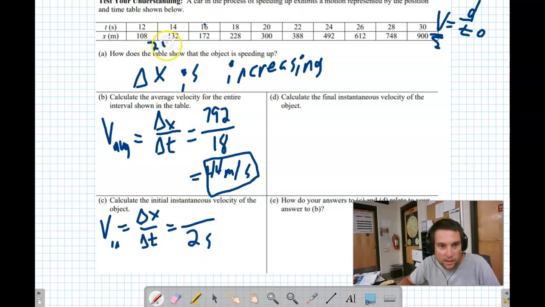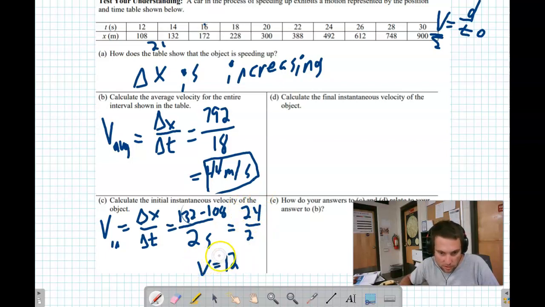Let's do that one that I already did, and I know that that's going to be 24. Because remember that delta means it's final minus the initial, right? And our final is going to be, I'm sorry, I'm trying to rush, 132 minus the initial 108, and that's going to leave us with 24 divided by 2. So that's going to be a positive 12. Positive 12 meters per second.